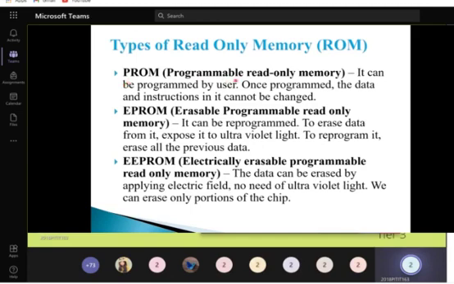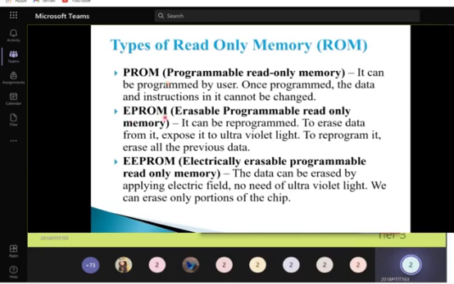So first is PROM, that is programmable read-only memory. It can be programmed only by the user. Once we have programmed this ROM, the data and the instructions that I have stored in it cannot be changed. So that is the meaning of that.